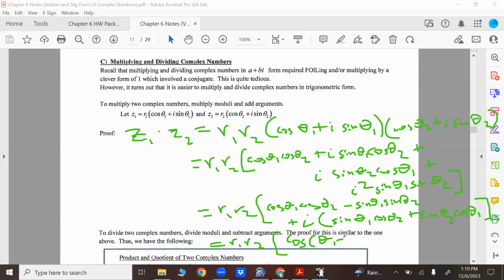No, I lied. Plus. Plus i sine of theta 1 plus theta 2. And then all that multiplied by r1 r2. Yep. Let me highlight it so it stands out. And you did that with the sum and difference formulas. It's kind of hard to read. Sorry, I'll write it again, guys.